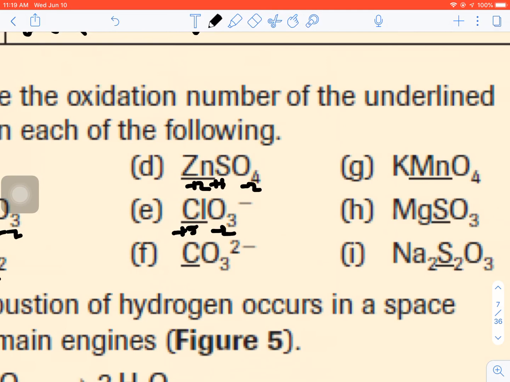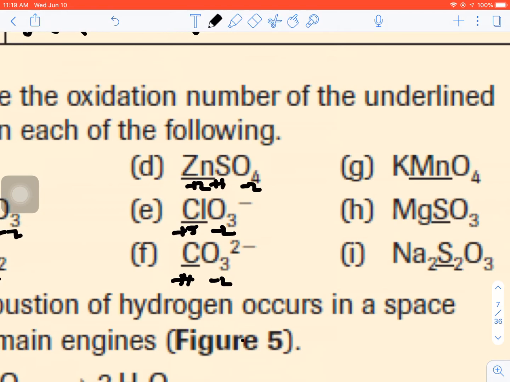So if I've got 6 minuses and I need a minus left over, I guess I must need 5 pluses for chlorine. If I look at the CO3 ion, I see the oxygen down here. Nice and easy always, unless oxygen's on its own, it's always -2. So I've got 3 -2s, that makes -6, but the whole ion has a charge of 2-. So if I have 2 minuses left over, but I've got 6 minuses from oxygen, carbon must be +4.